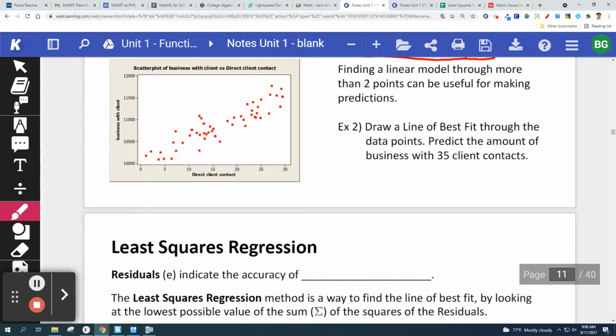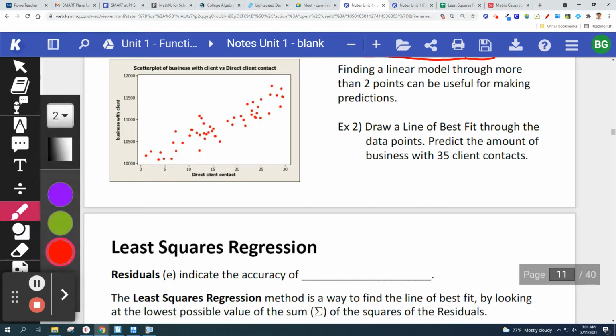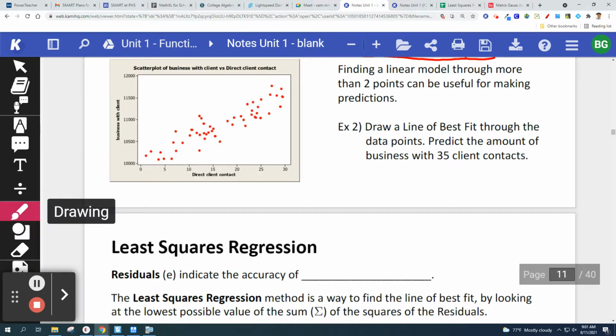Finding a linear model through more than 2 points can be useful for making predictions, and that's kind of what we're trying to do today. So you see this scatter plot with a whole bunch of points, and you might try to come up with a line of best fit. You're trying to find a line that best represents all of these points. Now, you're not going to hit them all. You just have to try to find some kind of approximation that is as good a representation as you can possibly get, a line of fit. All right, draw a line of best fit through the data points. Okay, I just did it.